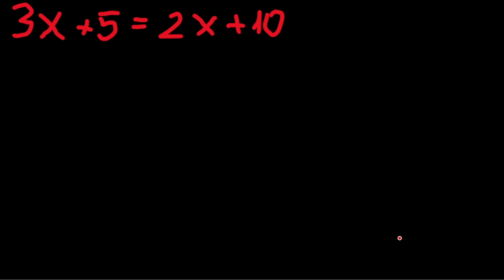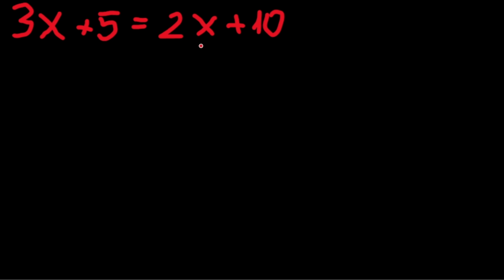Today we are diving into an essential algebra topic, linear equations with variables on both sides. Whether you're preparing for an exam or brushing up your math skills, this video has got you covered. Let's simplify and solve together. For example, we have 3x plus 5 equals 2x plus 10.